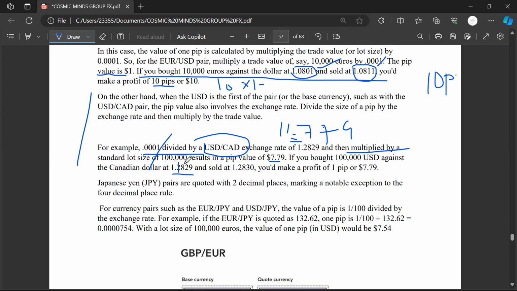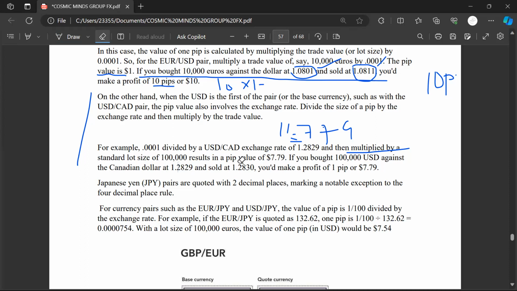1, 2, 3, 4. Bear in mind, don't forget this. You are still within these 4 decimal places. Here too, 1, 2, 3, 4. So our focus is still on the 4 decimal places. So what you just have to do is subtract 1.2829 from this, and you'll be left with what?